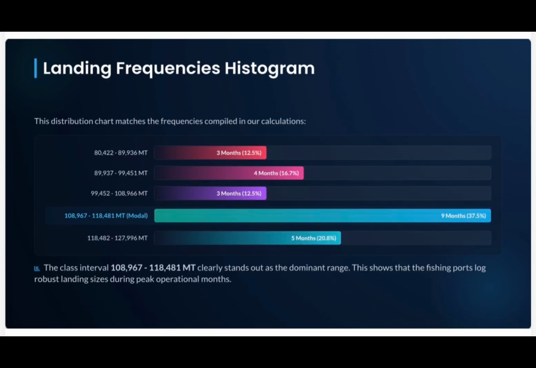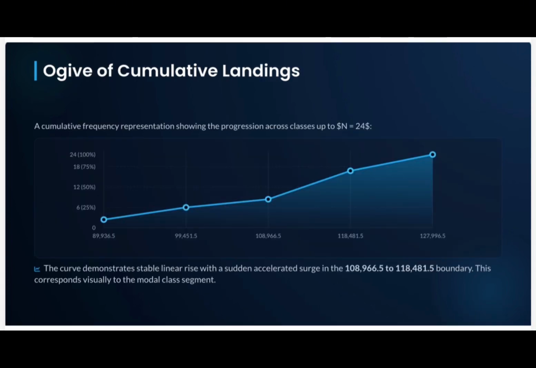This histogram shows the distribution of fish landings. The class interval 108,967 to 118,481 MT has the highest frequency with 9 months, or 37.5%. Therefore, it is the modal class and the most common landing range. This ogive shows the cumulative frequency of fish landings. The graph rises steadily with the biggest increase occurring between 108,966.5 and 118,481.5. This confirms that most observations are concentrated in the modal class.